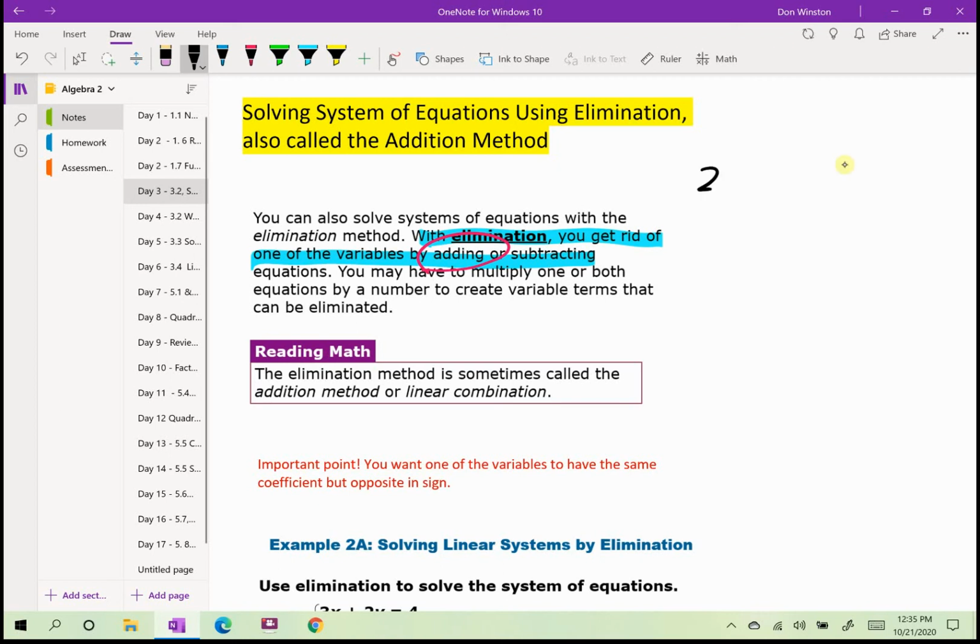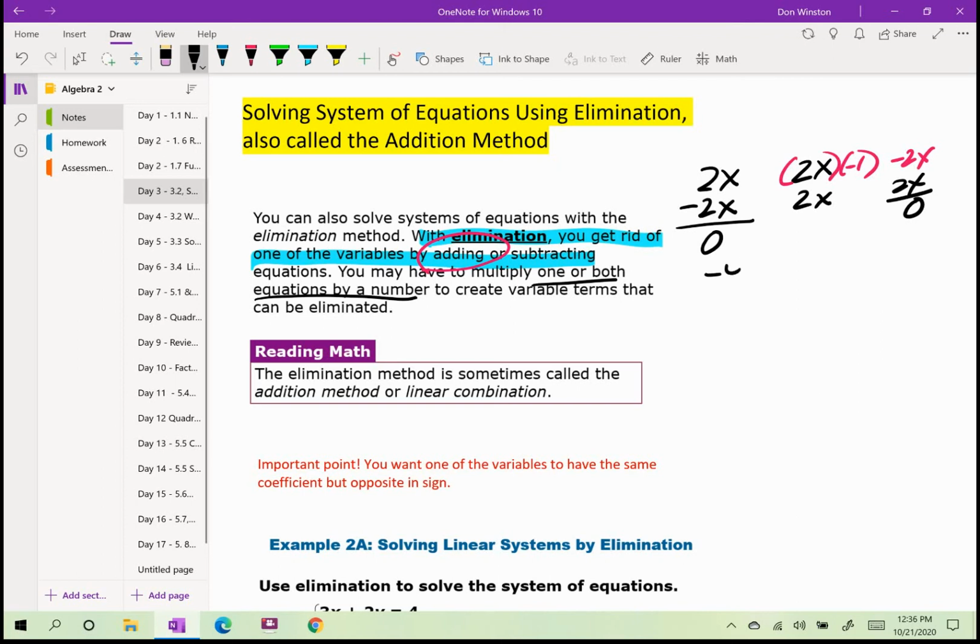So for example, if I have a 2x and a negative 2x, they're the same coefficient, 2, the number in front of the variable, but opposite in sign. One is positive and one is negative. When I add them, I'll get 0. What happens if I had 2x and then 2x? Well, when I add those, I would get 4x. I want 0. So what I would have to do, I can multiply either one of these by negative 1. And I would get negative 2x and then 2x. And so then when I add, I get 0. So you may have to multiply one or both of the equations by a number to create a variable that can be eliminated. Let's take a look at some more examples.